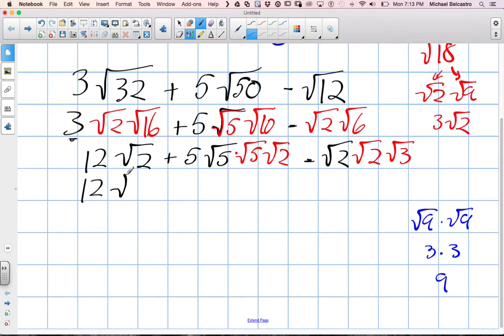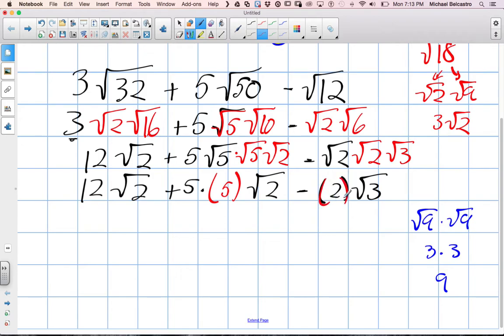We have 12 root 2 plus 5 times, and that would be the number 5. I'll do it in red. So root 5 times root 5 is 5, times root 2. So we're going to multiply those coefficients in a second. And then the same thing is going to happen over here. Root 2 times root 2 is 2, right? And then we'll still have our root 3. I'll put that in red because that's where we actually did some work. Now I'm doing a lot of extra steps, and you can jump through this much quicker if you want. Let's simplify again. 12 root 2 plus 5 times 5 is 25 root 2, and then minus 2 root 3.